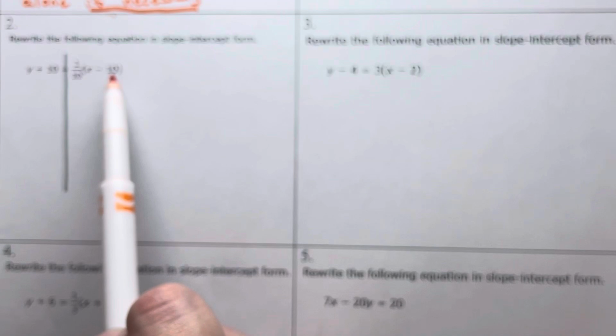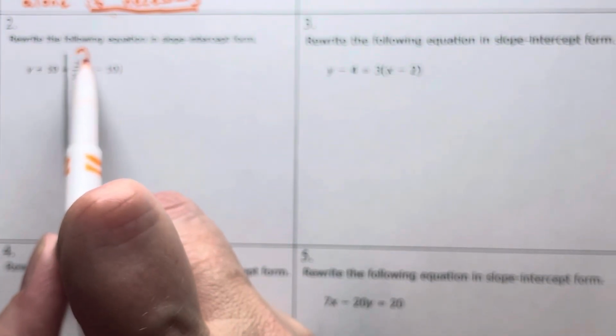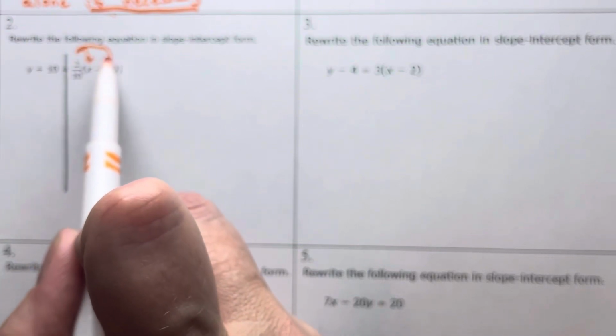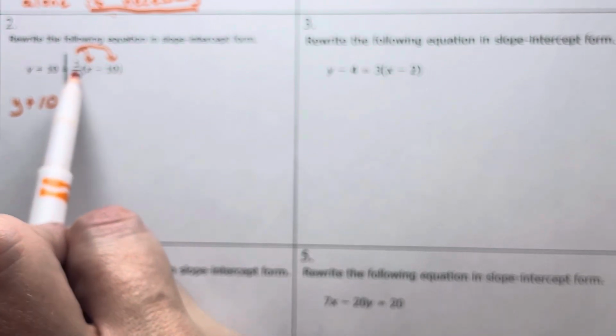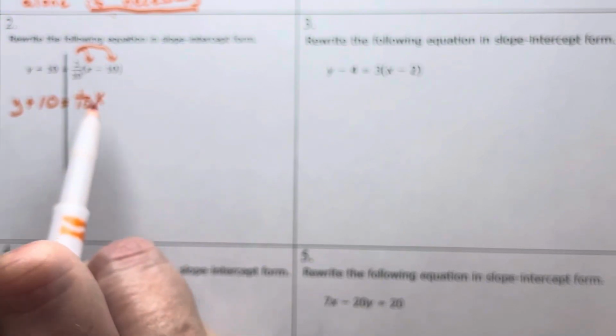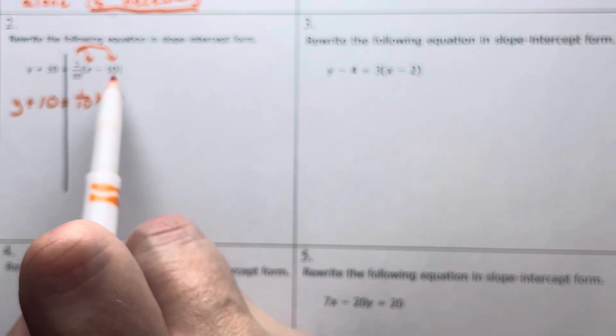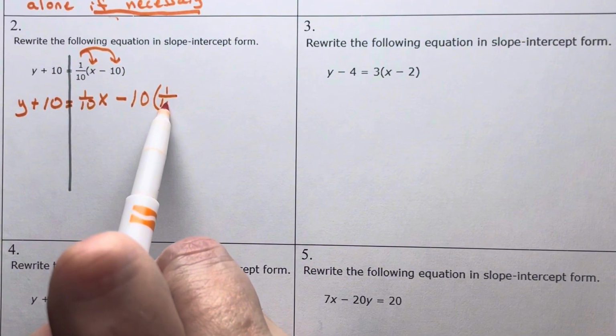All right, now that we see that our original problem does have a set of parentheses in it, we know that our next step is to distribute this 1/10 through both of the terms inside of those parentheses. Let's see what that looks like. Y plus 10 on the left, waiting its turn. 1/10 times x is 1/10 x, okay? Minus the 10 times our 1/10.